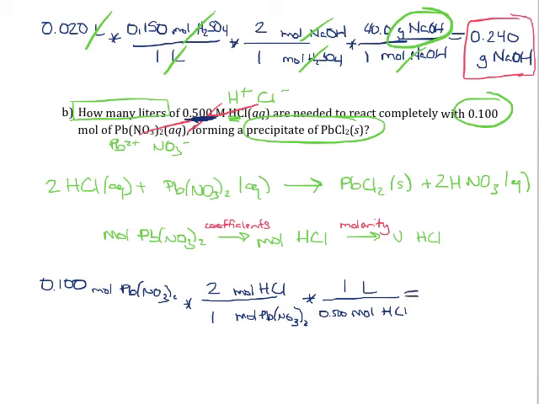So looking at my units here, the moles of the lead nitrate are going to cancel, the moles of hydrochloric acid are going to cancel, and I'm going to be left with a volume in liters. So doing the math there, you're going to end up with 0.400 liters of the HCl solution. So that's how many liters you need in order to perform this reaction.